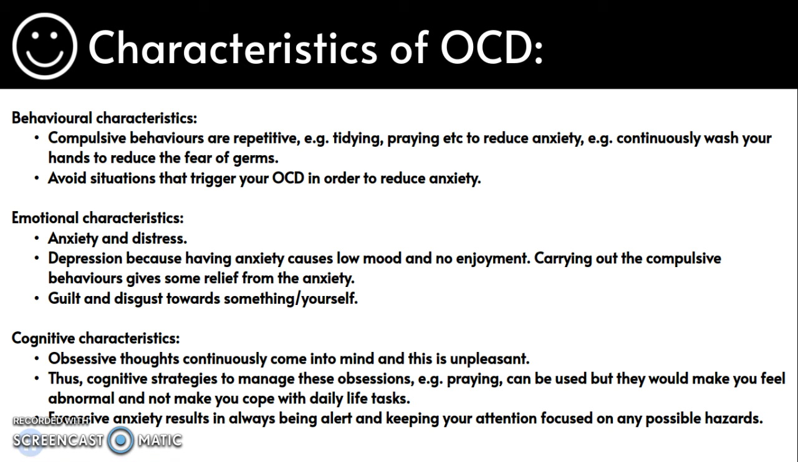Cognitive characteristics include obsessive thoughts that continuously run in your mind, and this can be an unpleasant feeling. People use cognitive strategies in order to manage these obsessions, for example, praying. But this can make you feel abnormal and you may not be able to cope with daily life tasks. Excessive anxiety results in always being alert and keeping your attention focused on any possible hazards.